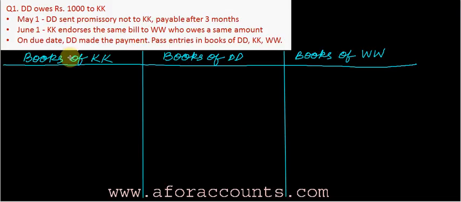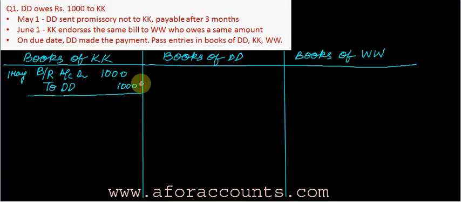So on 1st May, my entry will be in the books of KK, he has to receive. So bills receivable account debit, write full bills receivable, not BR. So bills receivable account debit by 1000. Who is giving? DD is giving. So to DD 1000.